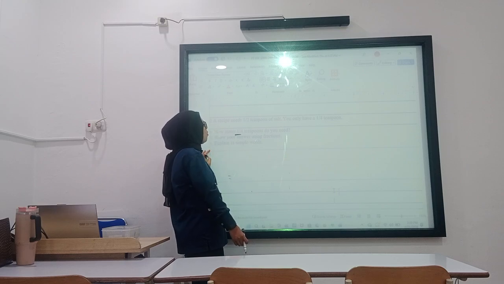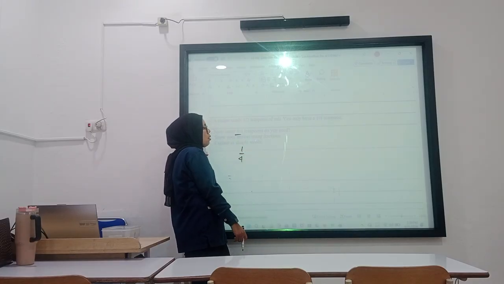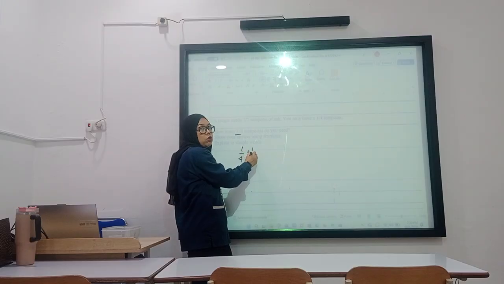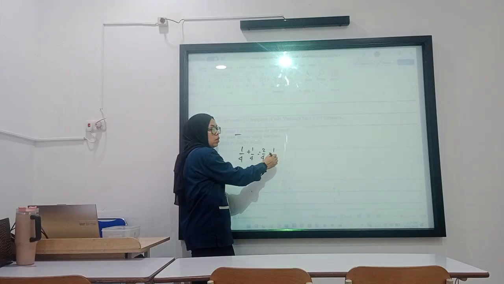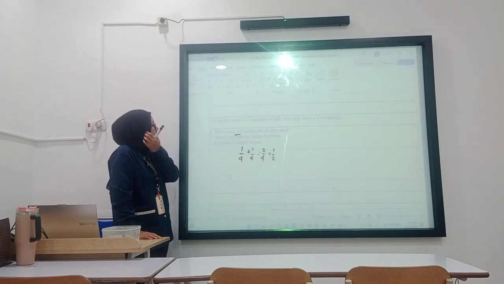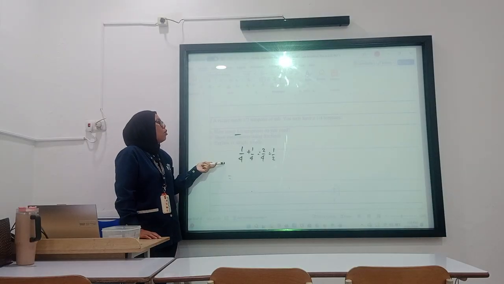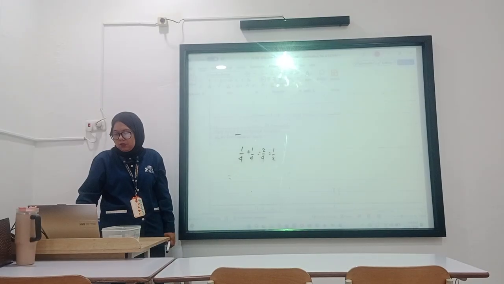A recipe needs 1/2 teaspoon of salt. You only have 1/4 teaspoon. So you can make it 2 times. You make this 1/4 for 2 times, so it becomes 2/4, the same as 1/2. In simple words, we can make this 1/4 for 2 times, so it becomes 2/4. Okay, Miss?